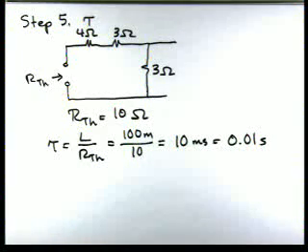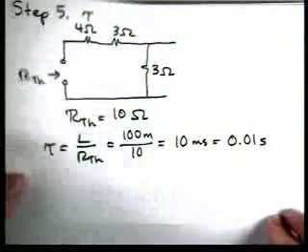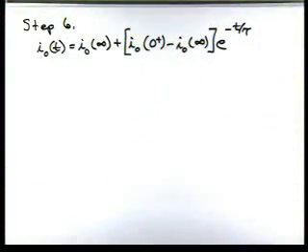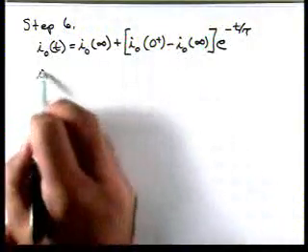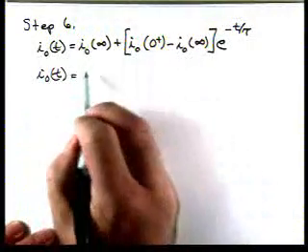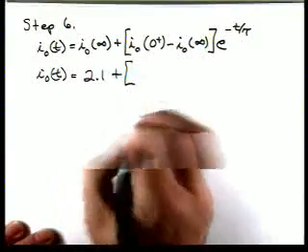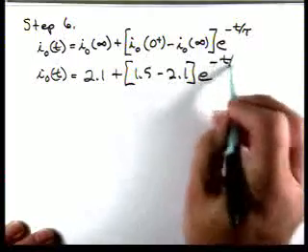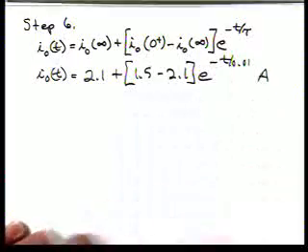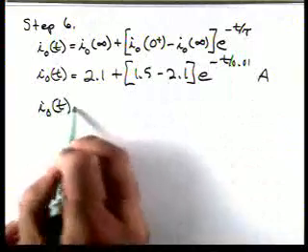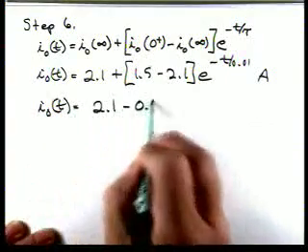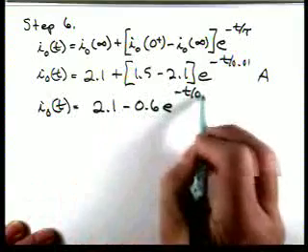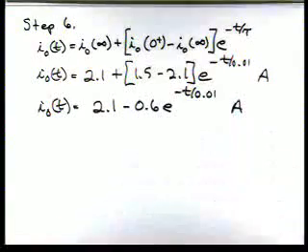Now, we've evaluated all our constants. Now that we know what the solution is, we can plug in values. So i0 of t then is 2.1 plus (1.5 minus 2.1) e to the minus t over 0.01 amps. So then i0 of t is 2.1 minus 0.6 e to the minus t divided by 0.01 amps.